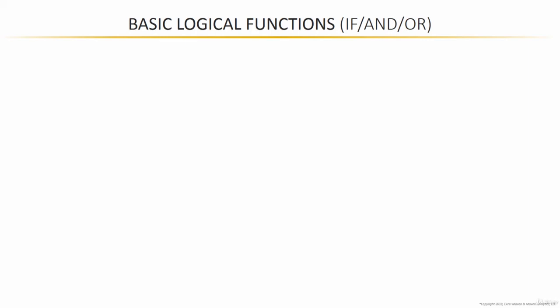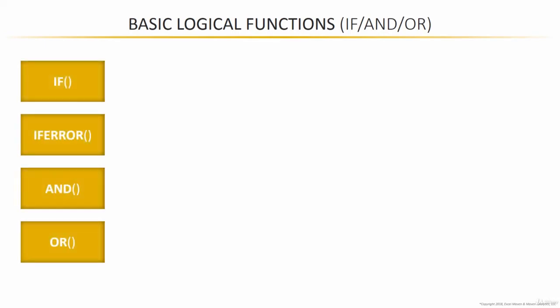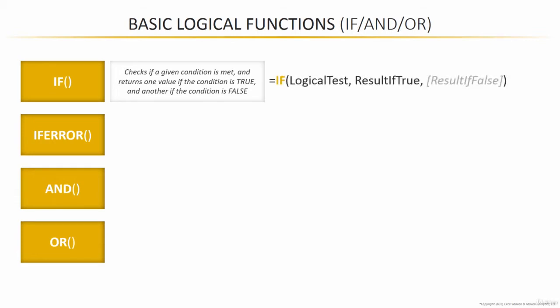Next up, we've got basic logical functions. These are your if, and, or types of statements. We're going to be looking at 4 of them here. Now, starting with the if statement: it checks if a given condition or logical test is met and returns one value if that condition is true, another value if the condition is false. So the syntax looks like this.